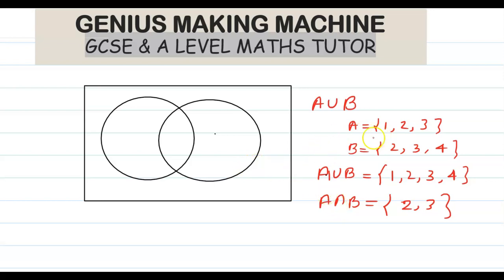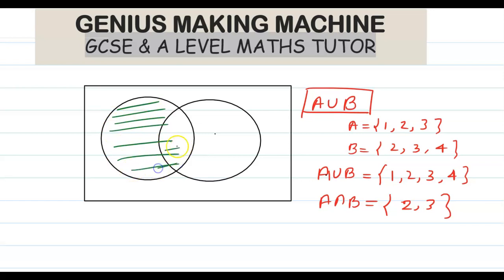Here you need to shade A union B. So it means all the elements of A. Let's shade it. So this is A, write down A here, and this is B. You can shade everything, A and B. So this is representing A union B.